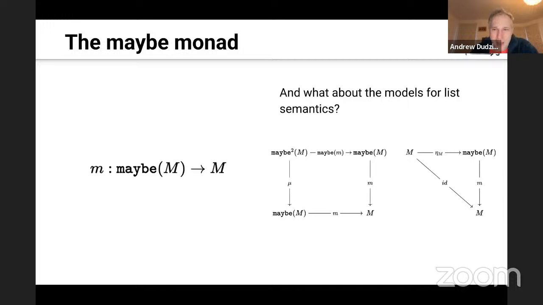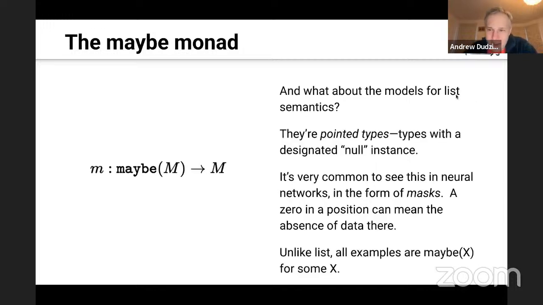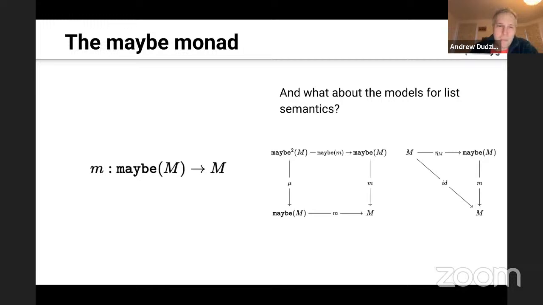But then what is a model? Oh, I guess I have a typo here. This should be maybe semantics. I wrote list. So what are the models for maybe? Does anybody know the algebras here?